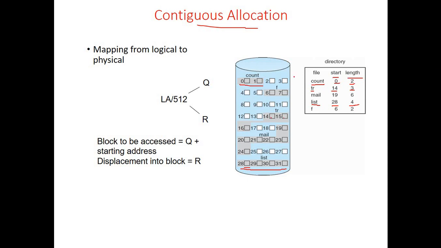So when we want to access a particular block and the corresponding address within the block, what we need to do is find the starting address of the block plus the displacement within the block. That will provide the block having a specific address. So Q plus the starting address will give you the address of the block to be accessed, and the displacement into the block will be obtained by R.